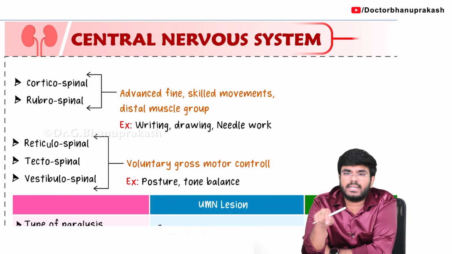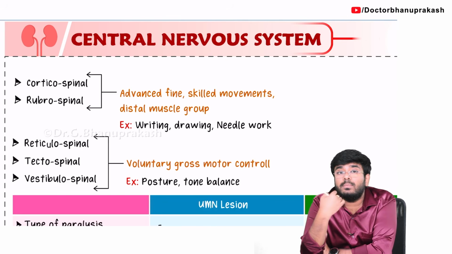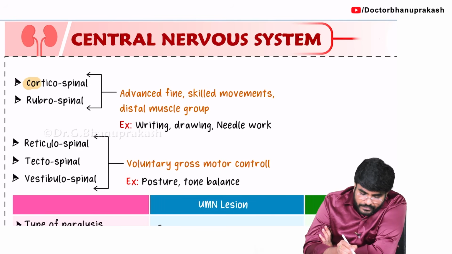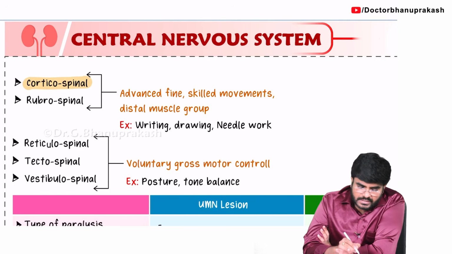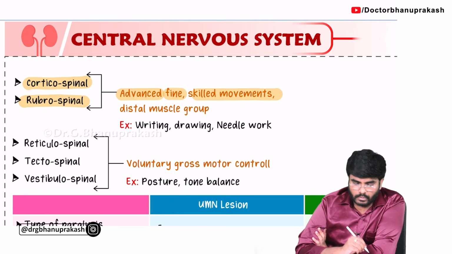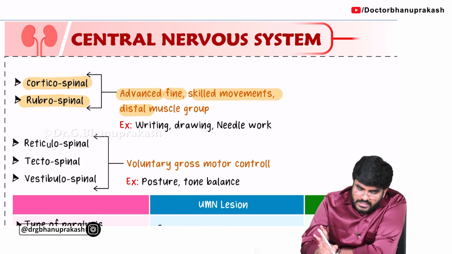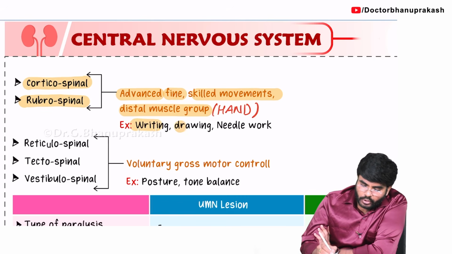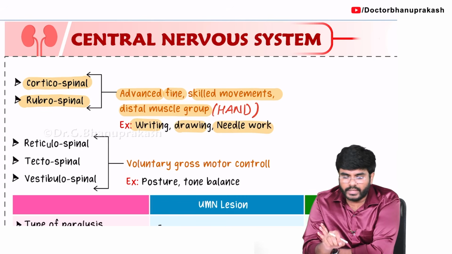A surgeon performing surgery, tying the knots, or a person who is drawing things. It's a very fine movement. In order to control fine movements, you need to have the support of the cortex. So the corticospinal, along with one exception, that is the rubrospinal, these two tracts help in the advanced, fine, skilled movements in our body. They are going to mainly contract the distal muscle group, which means hand muscles mainly, like writing, drawing, needlework, a female doing embroidery work.